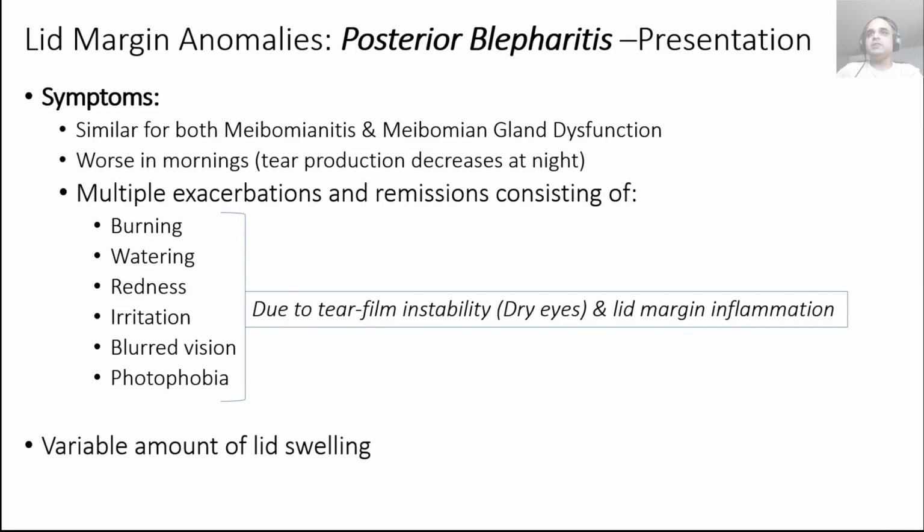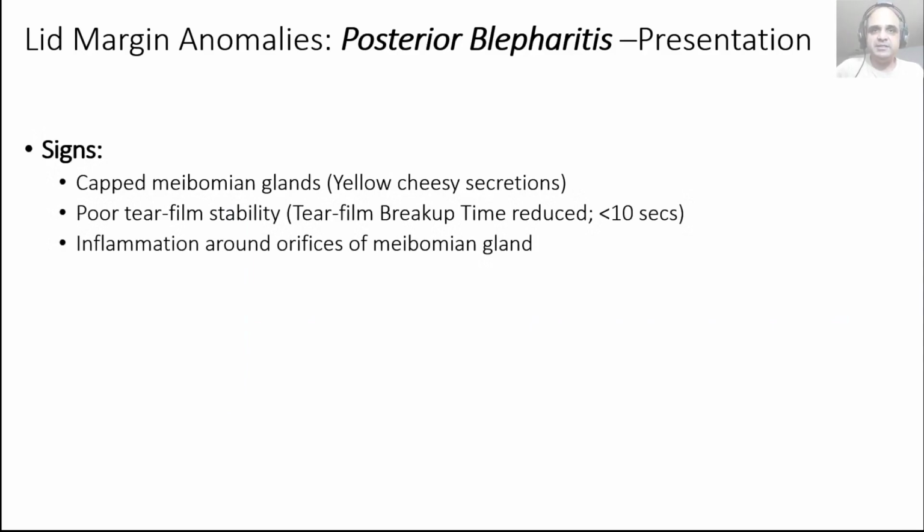And again, they will be associated with varying amounts of lid swelling. When we talked about the signs, the two are also very similar, because essentially in both of these conditions it's just the nature of the secretion of meibomian glands, i.e. meibum, that's being changed. So you see capped meibomian glands with yellow cheesy secretions, which is the semi-solid meibum sticking to the openings of the meibomian gland. Poor tear film stability. The tear film evaporates very quickly, so your tear film breakup time is again reduced, and you see a little bit of inflammation around the openings of the meibomian glands.